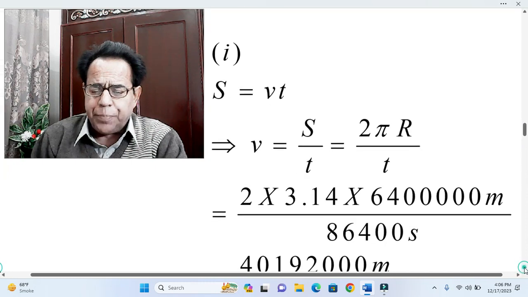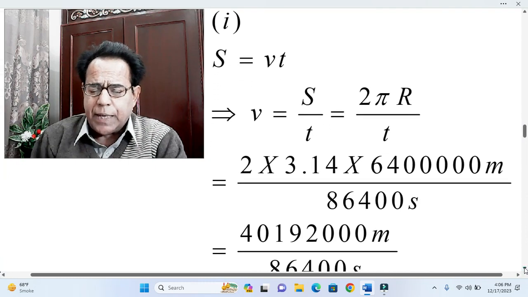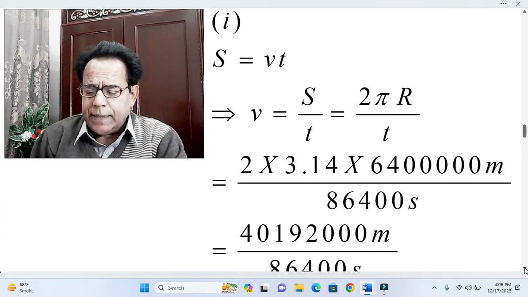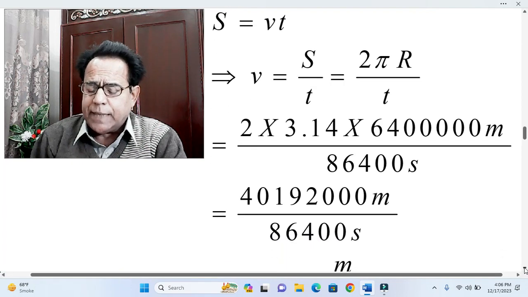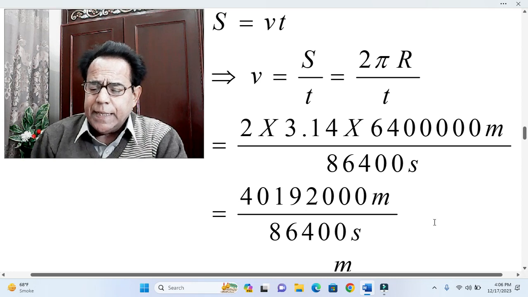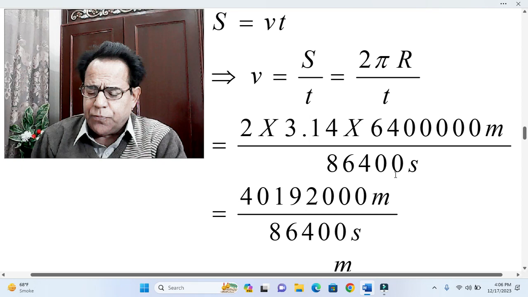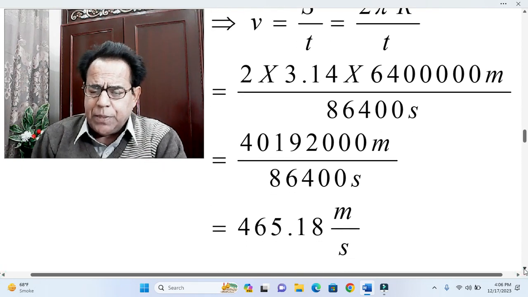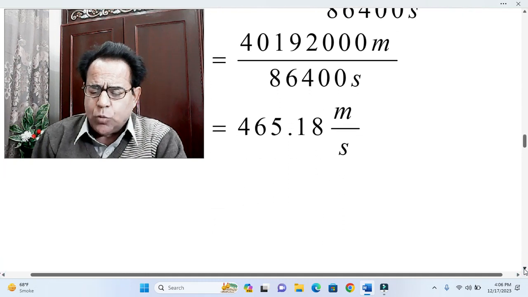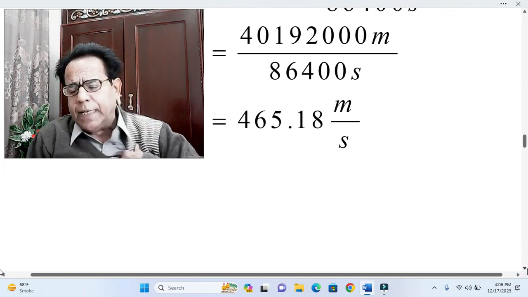Part A, S equal to Vt. This implies that V is equal to S over T. Here S is equal to 2 pi R. R is provided in the statement, and even if it is not provided, we can take it from that table which is included as a snapshot. Divided by T, 1 day's time converted into seconds, 86,400 seconds. Then after simplification we get V equal to 465.18 meter per second.